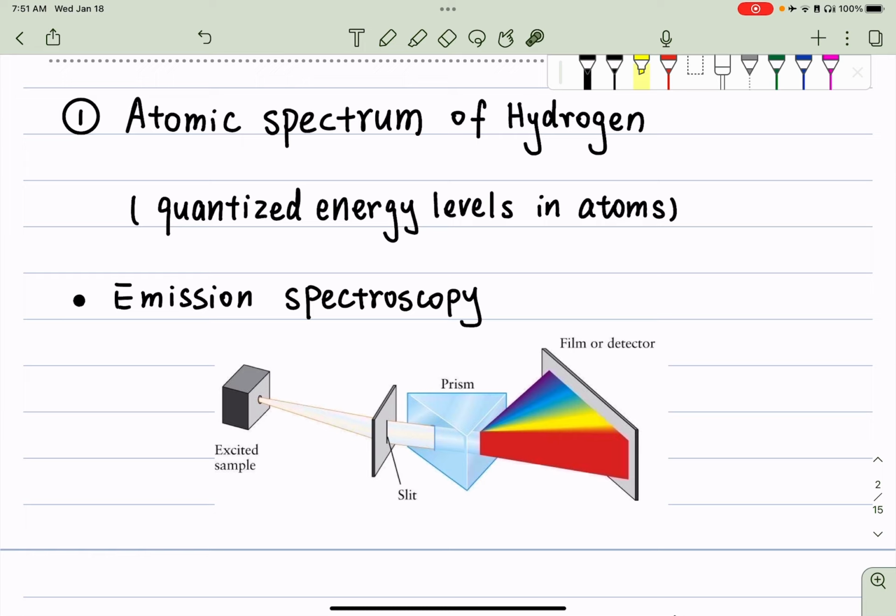Now we're going to start our new topic today, which is atomic spectra. This provides additional evidence for what we have discussed before, namely our quantum hypothesis. When we're talking about atomic spectra, we can directly see that energy levels in atoms are also quantized. So let's look at the experimental setup.